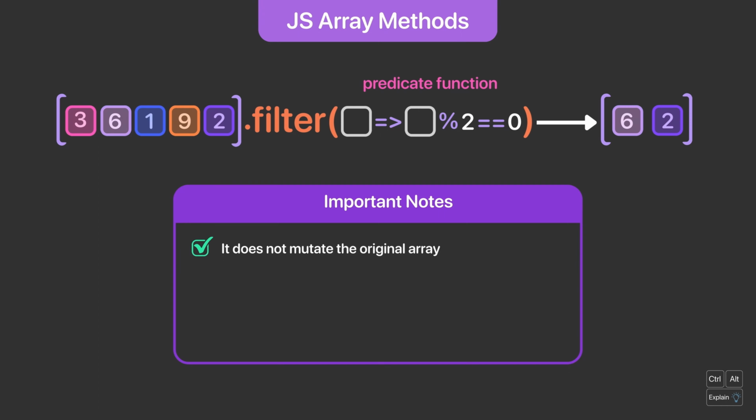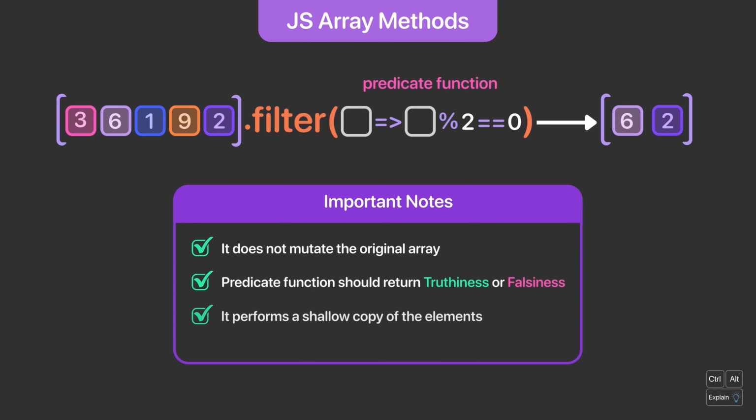First, it does not mutate the original array. It always returns a new array. The predicate function doesn't have to return true or false. Any truthy or falsy value works, like 0 for false and 1 for true. And finally, filter performs a shallow copy. If the elements are objects, the references stay the same.